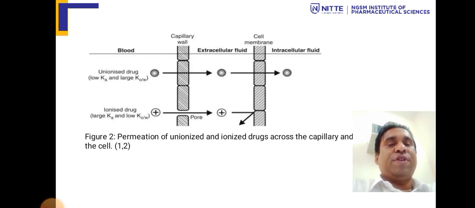Now let us see in figure 2, permeation of unionized and ionized drugs across the capillary and the cell, taken from reference 1 and 2. Unionized drug crosses the capillary wall, goes to the extracellular fluid, directly crosses the cell membrane and goes to the intracellular fluid. Whereas ionized drug, with large Ka and low oil and water coefficient, passes through the capillary wall but cannot pass through the cell membrane. So this is how permeation is the rate limiting step for ionized and unionized drugs. Unionized drugs pass easily; ionized drugs cannot pass the cell membrane.